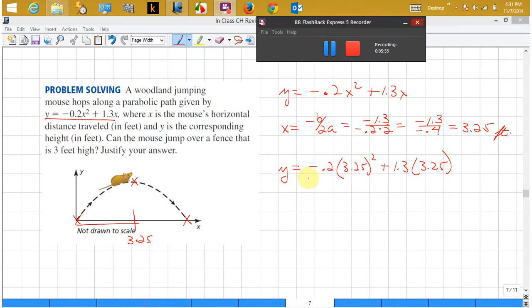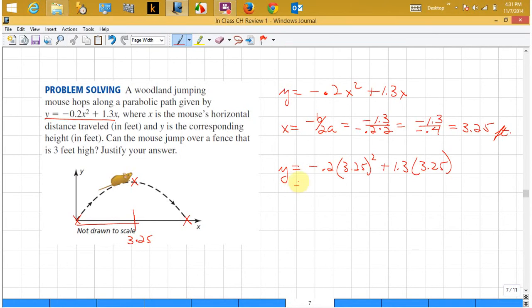And the value I got, if I multiply that out and add, the y value would be equal to 3.575 feet. So the height of the fall would be 3.575. That would be the top of the vertex.